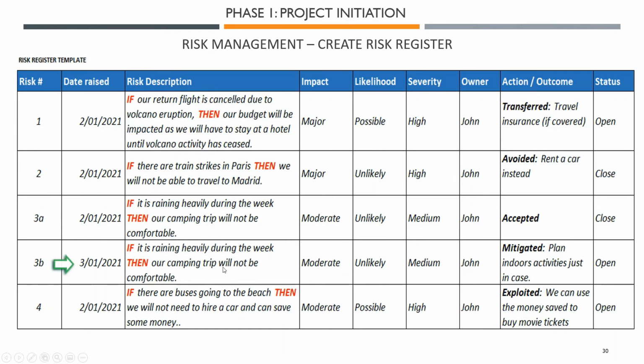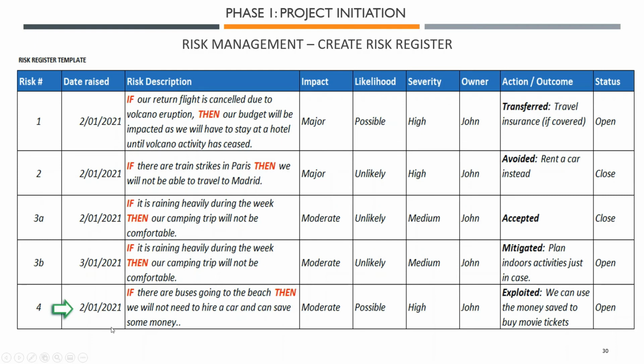If you have the same risk here, same impact, likelihood, severity, same owner, you would decide instead to mitigate it. So you would plan some indoor activities just in case. You would, I don't know, bring some board games. You would just prepare yourself before your holiday project starts. You would prepare some activities to play indoors. So if this risk comes, then you know what to do. And this risk stays open because you don't accept it. You mitigate it. That's the difference with this one.